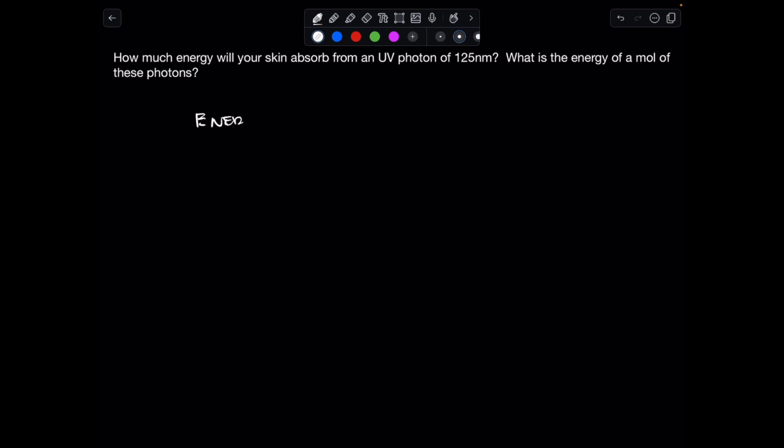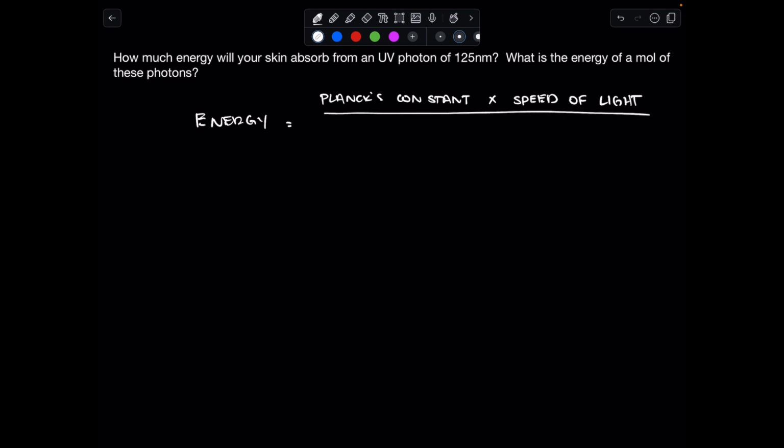energy is equal to Planck's constant times the speed of light all over wavelength.